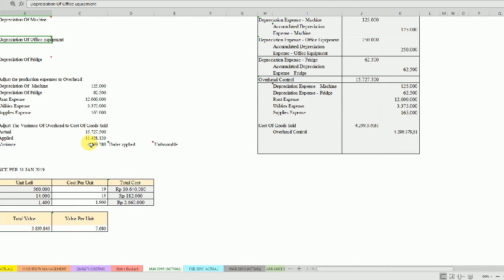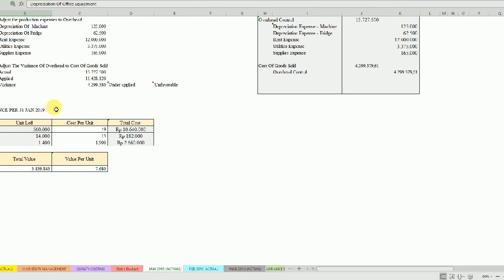And we also need to adjust the variance of overhead to cost of goods sold. The actual is this nominal and the applied is this nominal, and it shows that the variance is this nominal and it's under applied. So we should make the journal entry cost of goods sold to overhead control. The inventory balance per 31st January 2019, or the end of month, shows direct materials including flour, sugar, egg have this unit left and total cost, and also the finished goods inventory of 500.